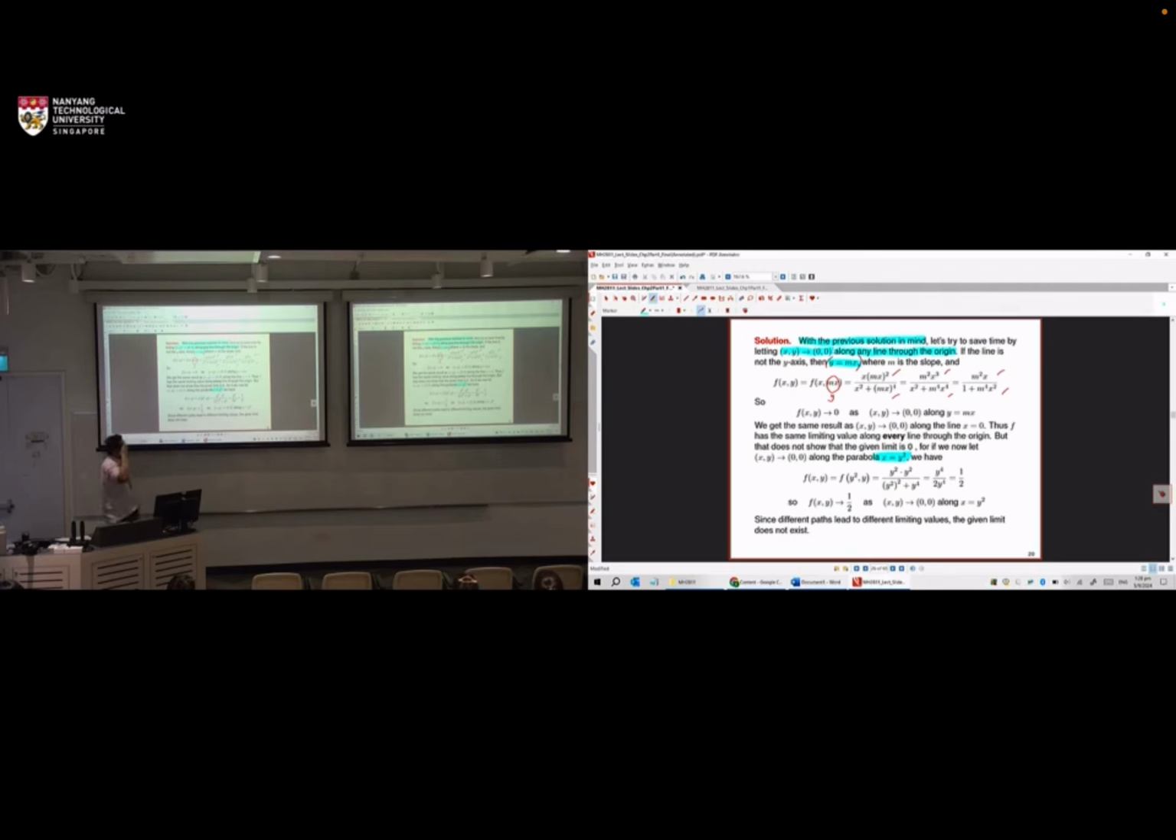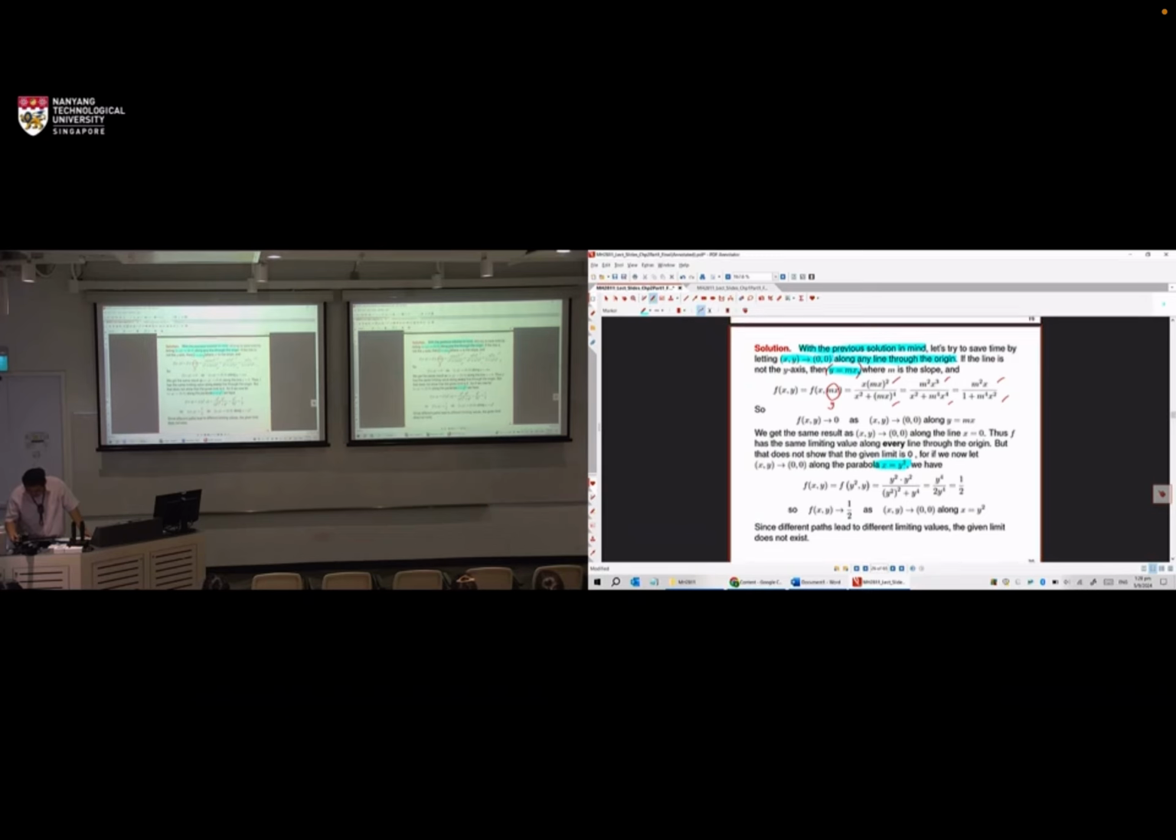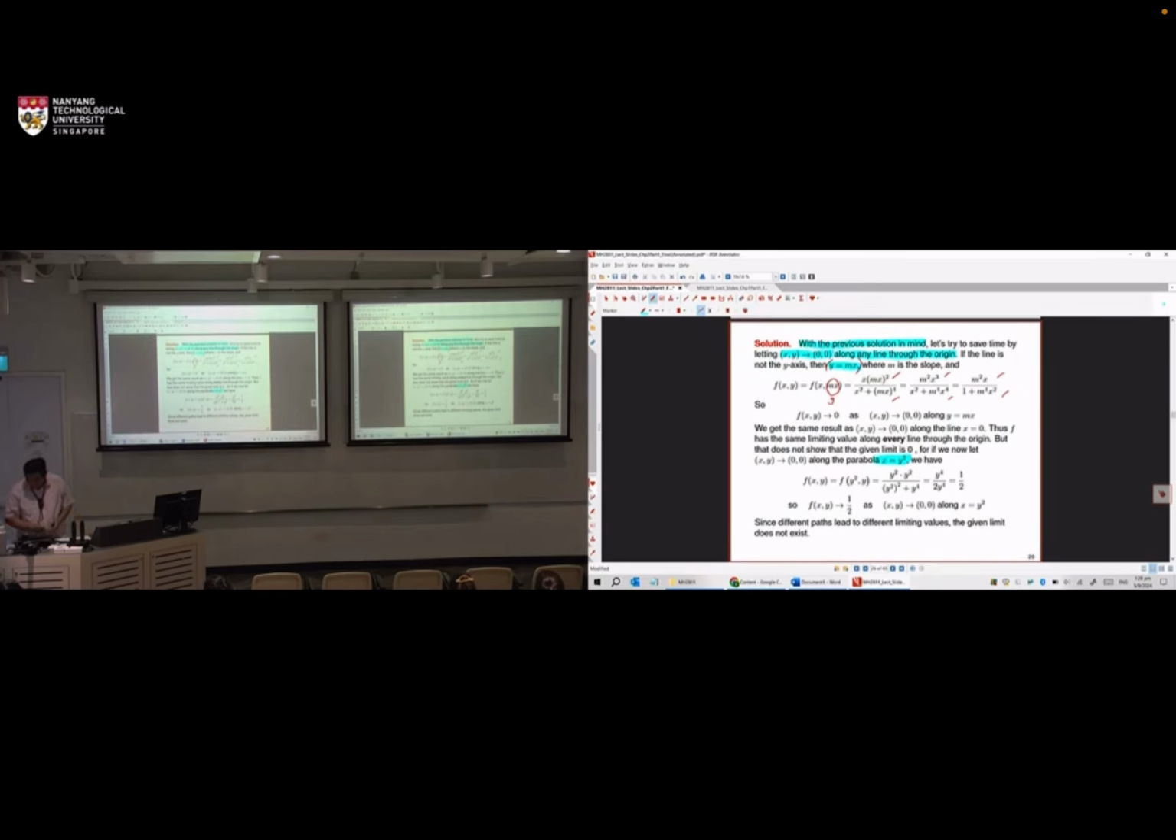Again, different paths lead to different limiting values. The given limit does not exist. Correct? The given limit does not exist. I think this is the toughest question in this segment.